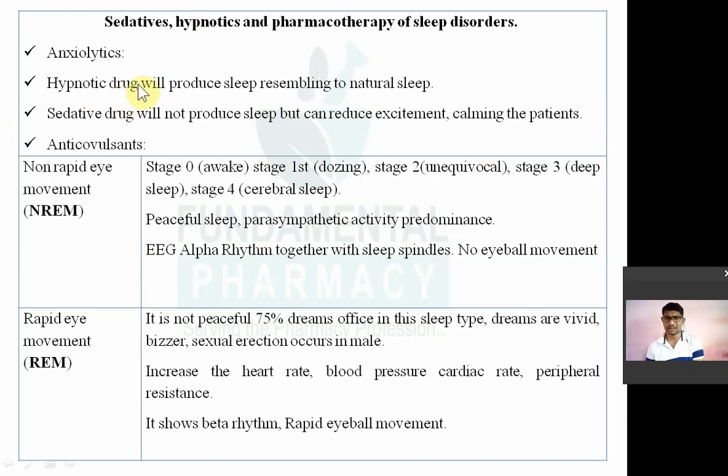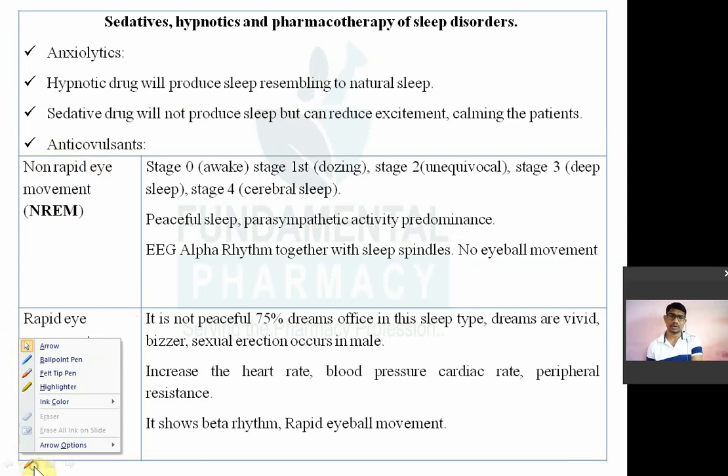Hypnotic drugs will produce sleep resembling natural sleep, they will induce the sleep. What do you mean by sedative? Sedative will not produce sleep but it can reduce the excitement, it can calm the nerves, it will calm the patient. But it will not produce a sleep, it will produce some sort of drowsiness. Then anticonvulsants are the drugs which will decrease the neuronal excitement, or the convulsions. These are the four terms. Now normally what happens, there are two kinds of sleep. An individual human being will have two kinds of sleep.